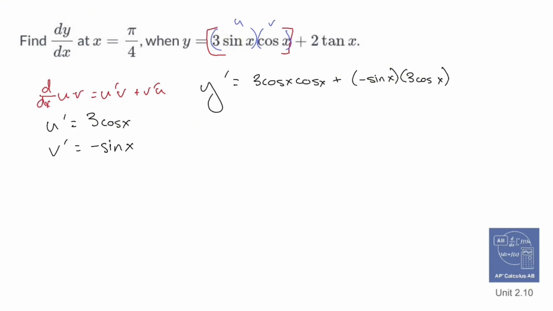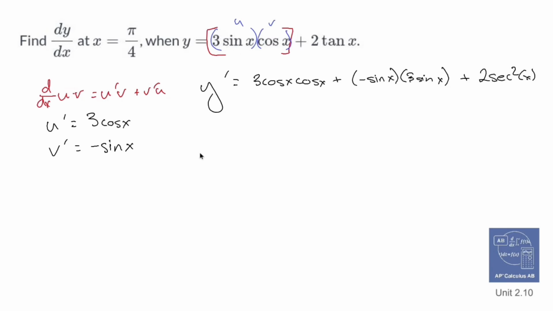u, which is not 3 cos x. It's 3 sine x. Sorry, kind of snoozed there. That was a close one. And then plus 2 times the derivative of tangent, which is 2 secant squared x. Now I have to plug in pi over 4.